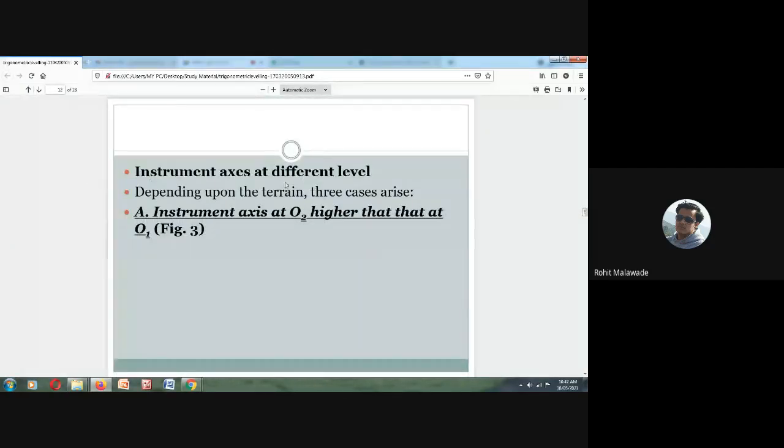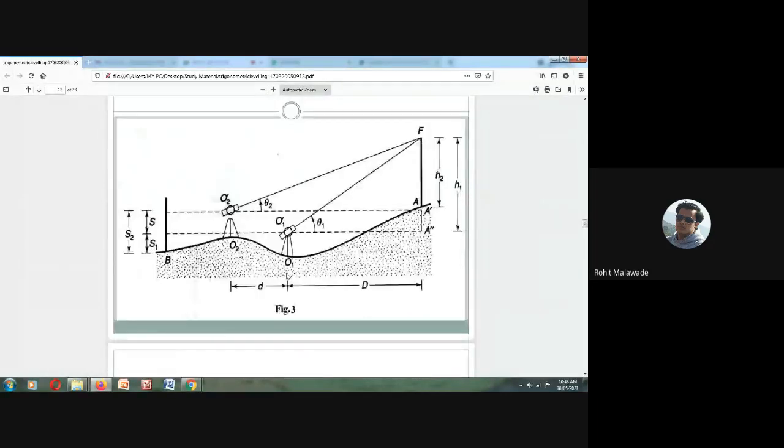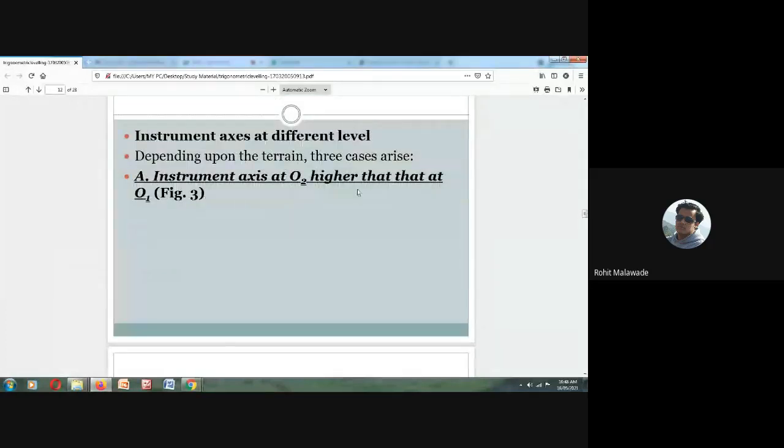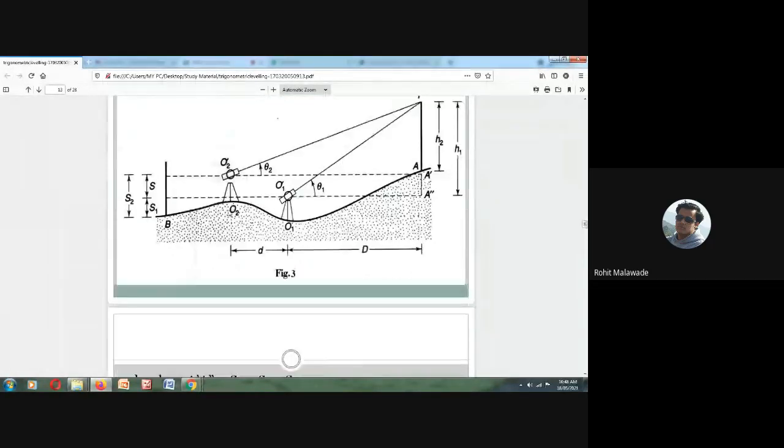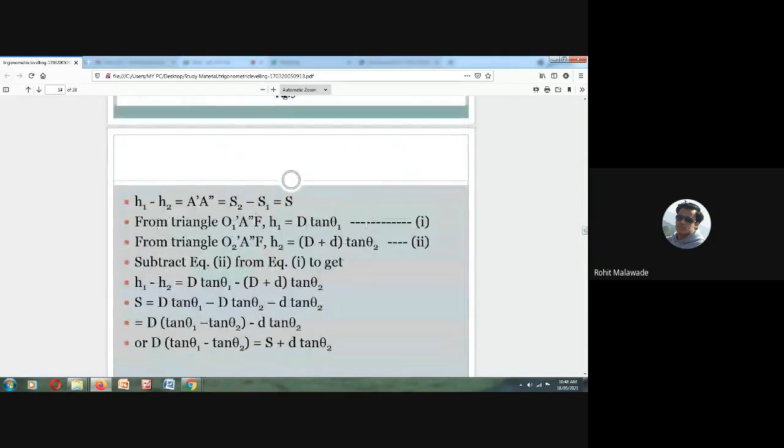With the instrument axis at different levels depending upon the terrain, different cases are there. Now here, the instrument axis at O2 is higher than O1. The first case is when the instrument station O2 is higher than the point O1. So this is the first case we are going to have.